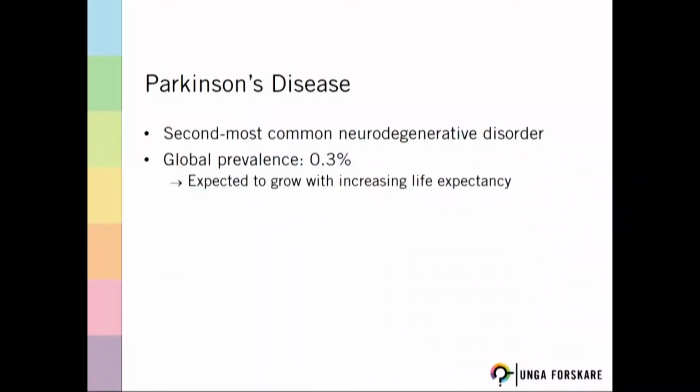Parkinson's disease is the second most common neurodegenerative disorder after Alzheimer's disease. Typical motor symptoms affect gait, mobility, postural control, and balance. Typical non-motor symptoms include cognitive impairments and autonomic complications, among many others. It is assumed that roughly 0.3% of the global population is affected by Parkinson's disease, and this prevalence is expected to increase with growing life expectancy. Here in Sweden, it is assumed that something between 15 and 20,000 people suffer from Parkinson's.